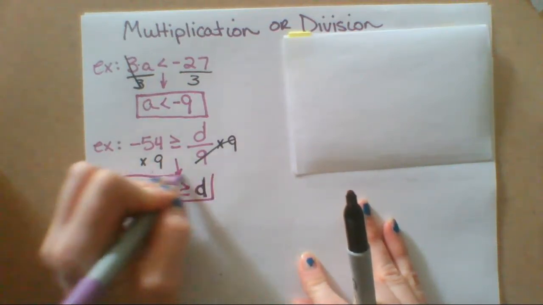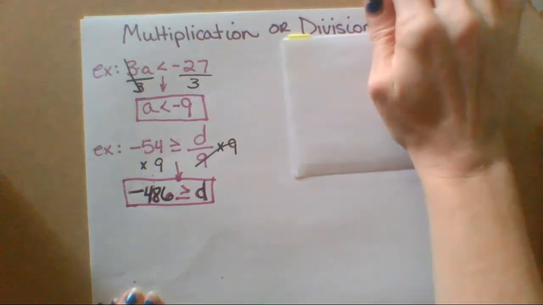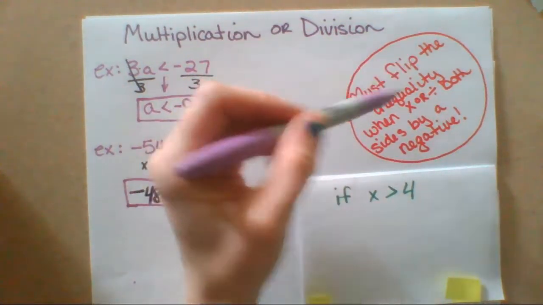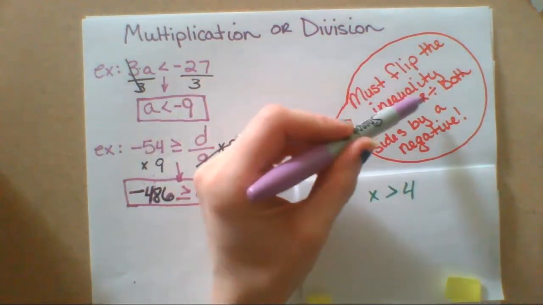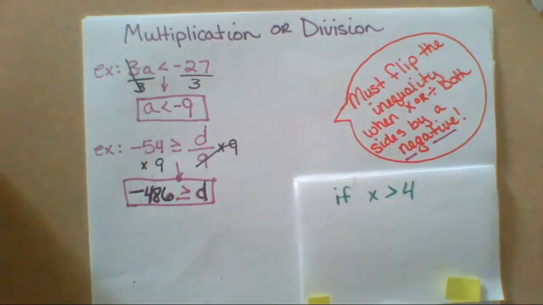All right. So far, there has been no difference, really, other than, hey, instead of an equal sign, we're working with an inequality. So why is multiplication and division different? What happens? Here's what happens. We must flip the inequality when we're multiplying or dividing both sides by a negative value. Okay? And here's the why.